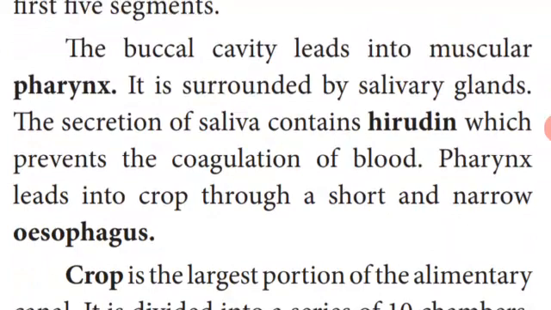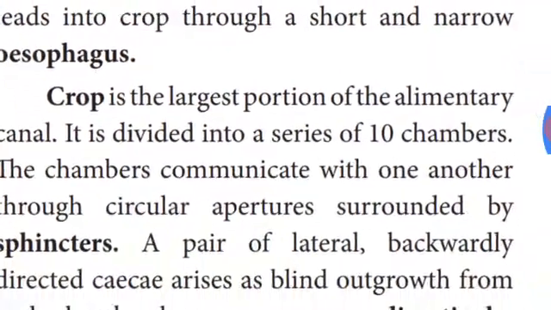The buccal cavity leads into the muscular pharynx. The muscular pharynx occupies the 5th to 7th segment. The pharynx is surrounded by salivary glands. The saliva contains a substance called hirudin. Hirudin prevents the clotting of blood of the host during sucking. The pharynx opens into a short narrow tube called the esophagus, which opens into the crop.